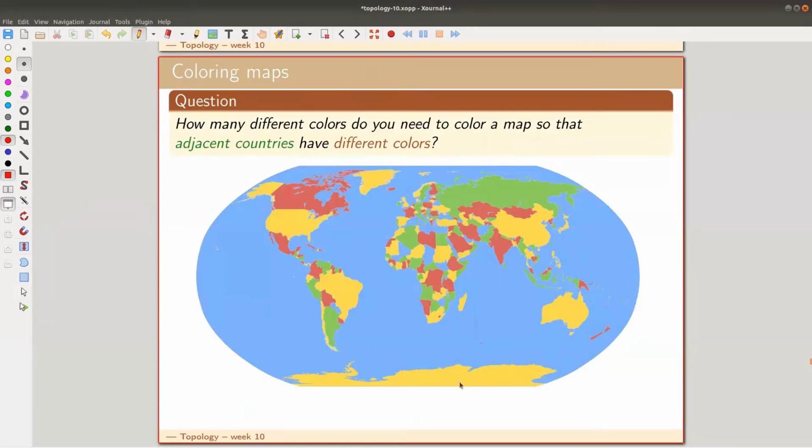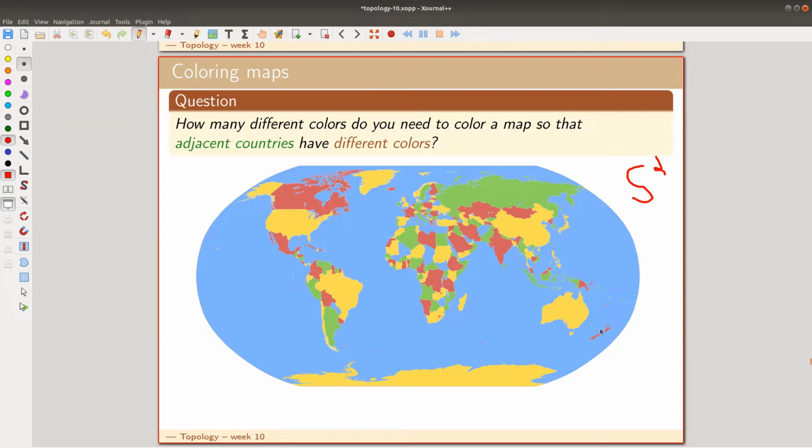So we have, well, this is clearly a map of the countries of the Earth, which is a polygon decomposition of S2, I guess. Just as usual, S2 is the surface of the Earth. And the question, which was asked quite early, is how many colors suffice to color the Earth or actually any map?